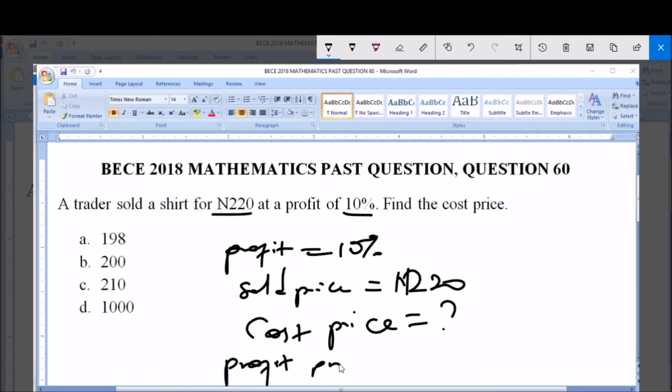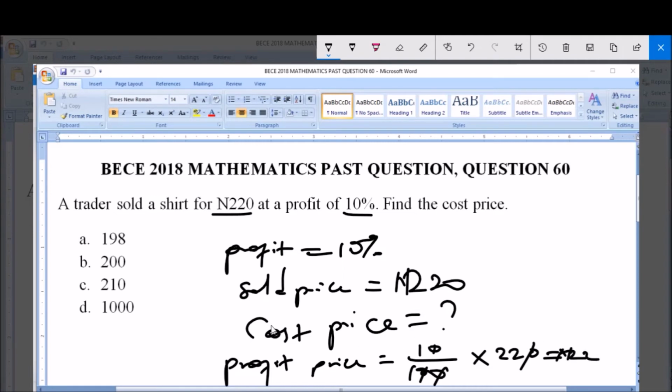price will be equal to 10 all over 100, remember it's in percentage, multiplied by 220. So this 0 will cancel this 0 here, this 0 will cancel this 0, and we have what? 22 naira. So the profit price is 22 naira.